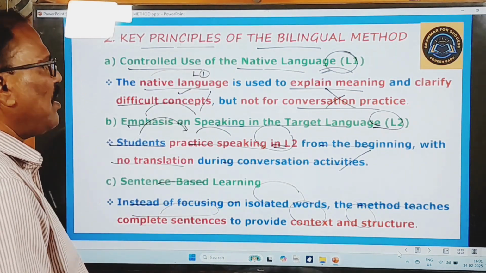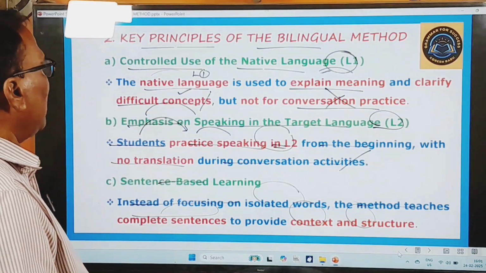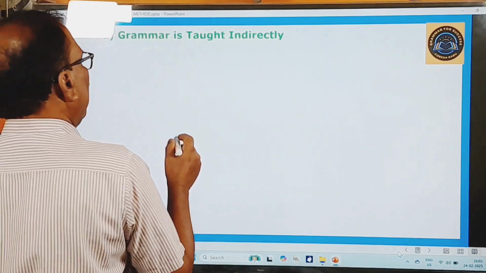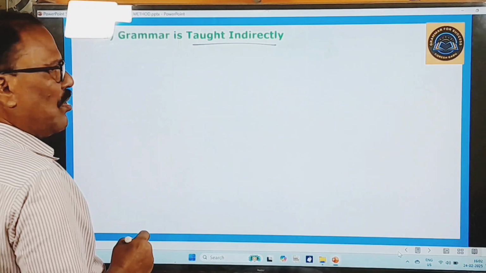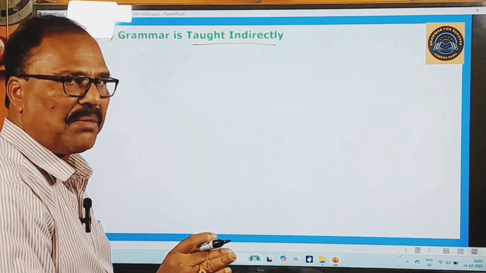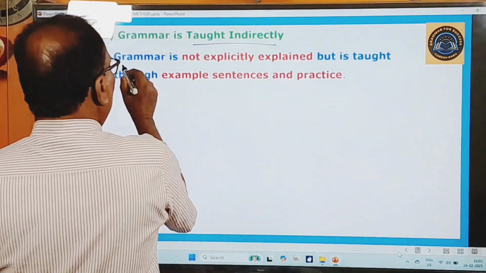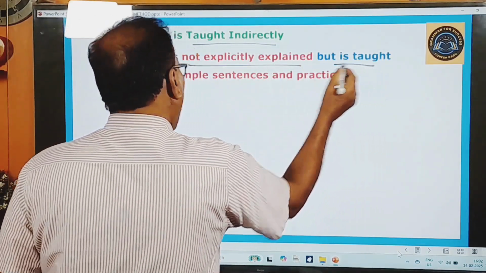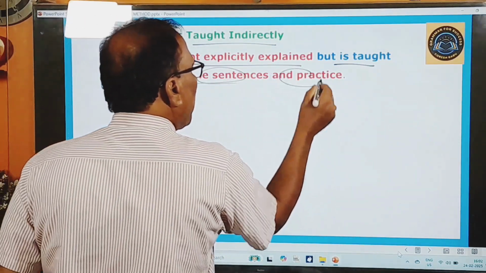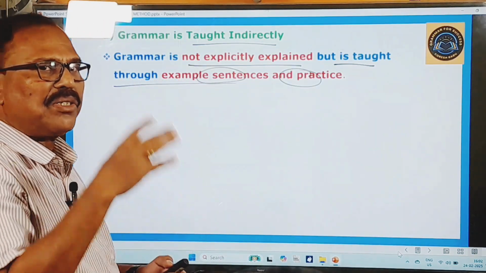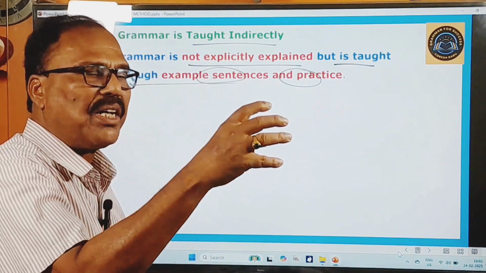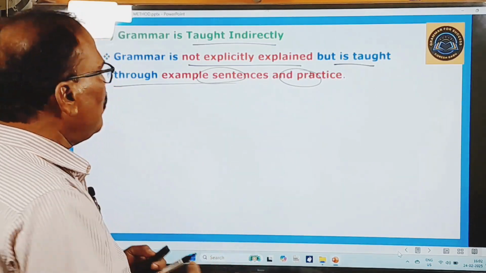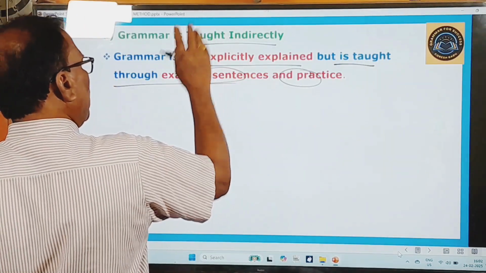Okay, and now you move on to learn some more important things about the key principles of this bilingual method. Next feature of the bilingual method is grammar is taught indirectly. Okay, grammar is not taught directly but indirectly. How? Let us see that here. Grammar is not explicitly explained. Explicitly means directly explained, but it is taught through example sentences and practice. That is very important. And grammar is taught to the students only through example sentences, and later on those sentences are practiced by the students. So this is really a wonderful feature of this bilingual method.